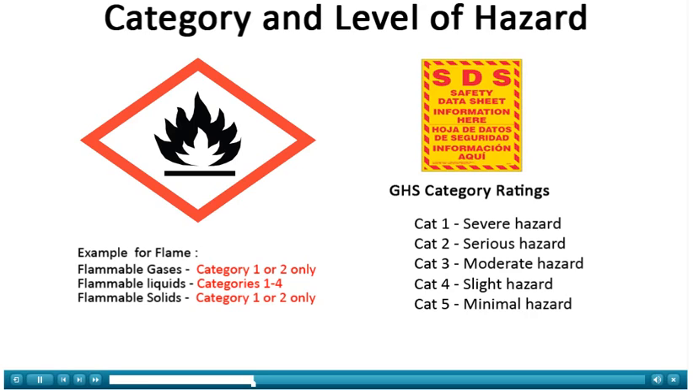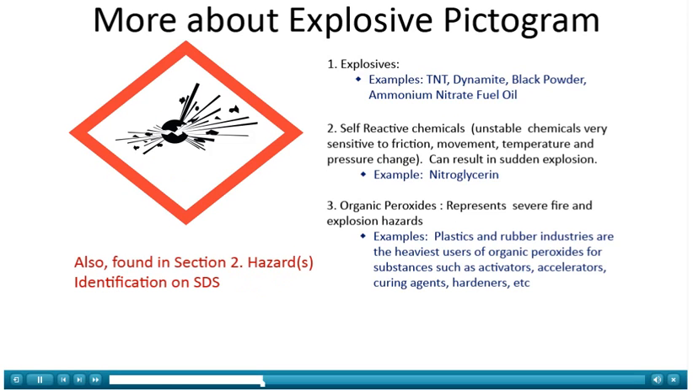For each hazard statement there will be a corresponding category rating, so as to alert the user as to what level of hazard the product represents. As you'll notice under the GHS category rating system for hazards, a Category 1 equals severe hazard and Category 5 equals a minimal hazard. More about explosive pictogram.